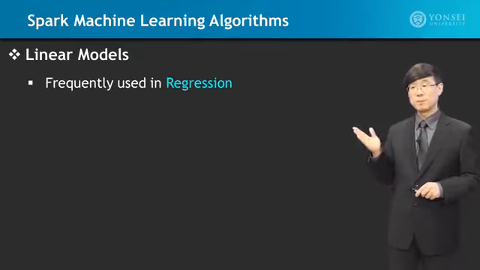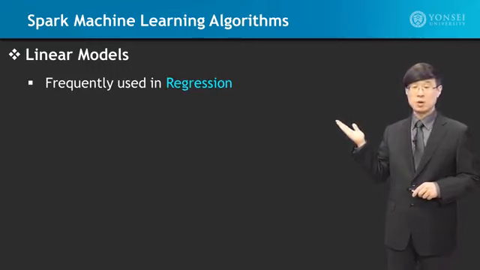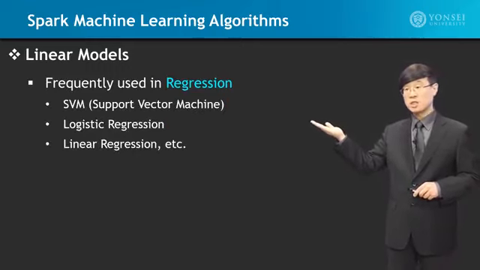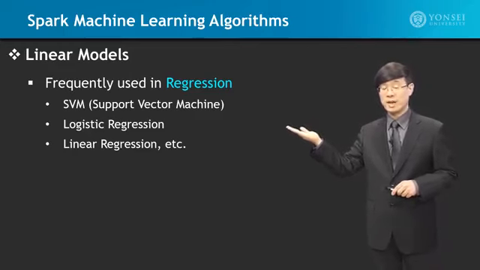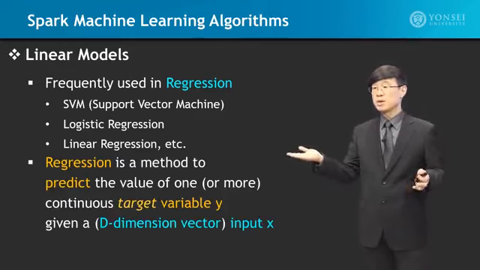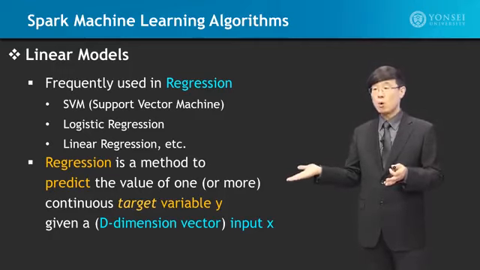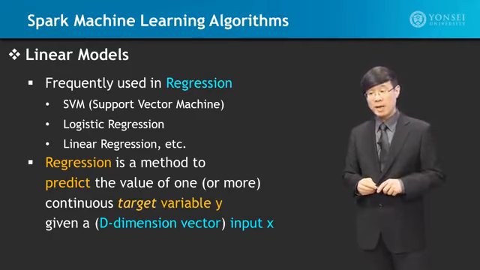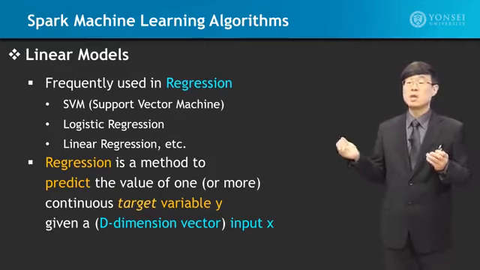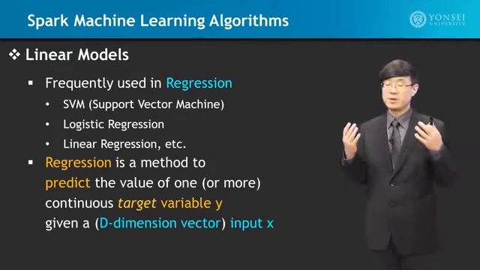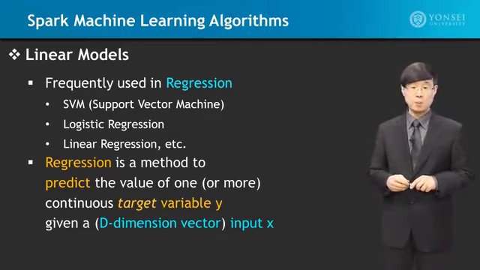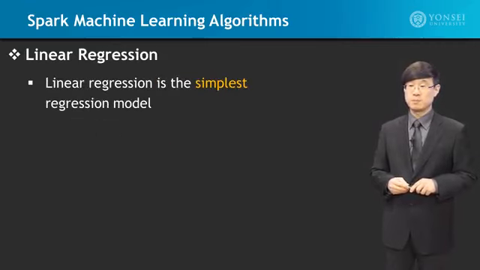Linear models are frequently used in regression. They include the support vector machine, logistic regression, linear regression, and others. What is regression? Regression is a method to predict the value of one or more continuous target variables y given a d-dimension vector input x. So it's used in prediction, and there are so many places where you can use prediction, so it is very powerful and frequently used.